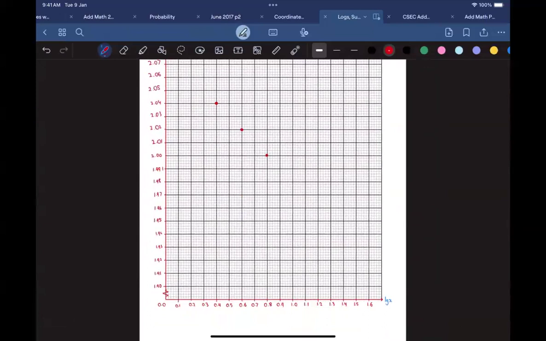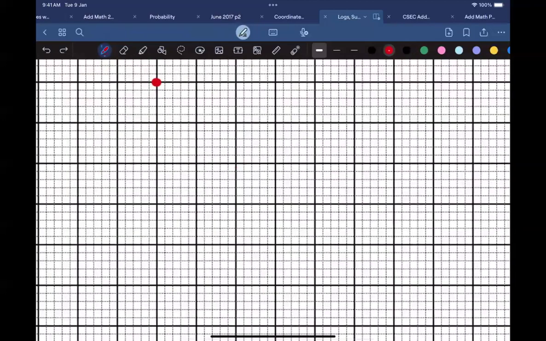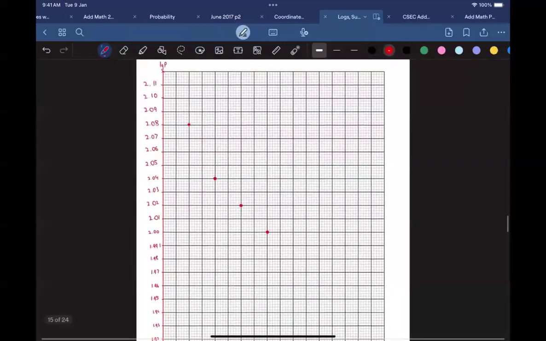Do you know what a best fit line is? The best fit line is the line that best fits all the points in the graph. So all the points don't have to be on the line, it just has to go through the majority of the points.